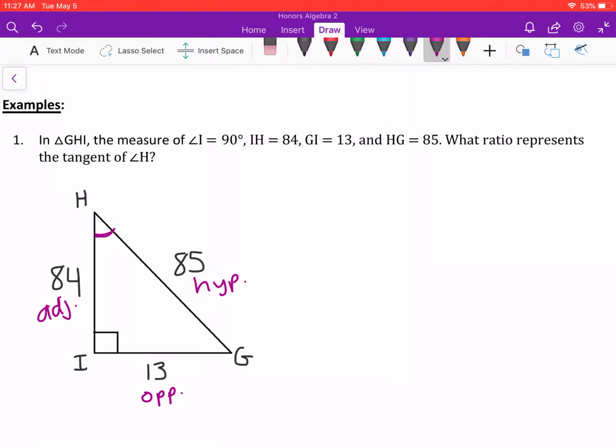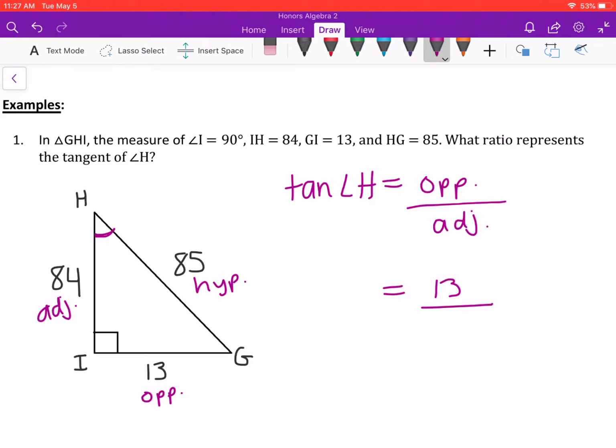And we're looking for the tangent of angle H. If we remember, tangent equals the opposite over the adjacent. So we need to look at what our opposite is. Looking in our picture, we labeled 13 as the opposite. So that's going to be 13 over 84. And the last thing you would want to do is look and see if you can reduce your fraction, which we cannot. So the tangent of angle H equals 13 over 84. That's the ratio representing that.